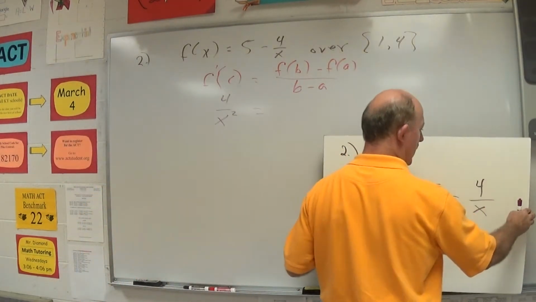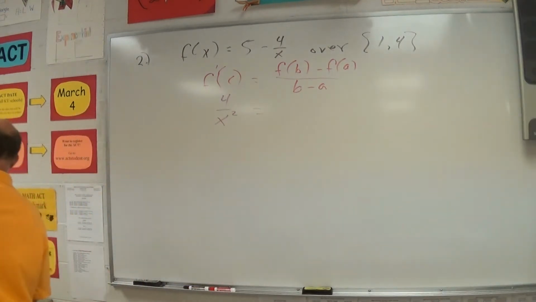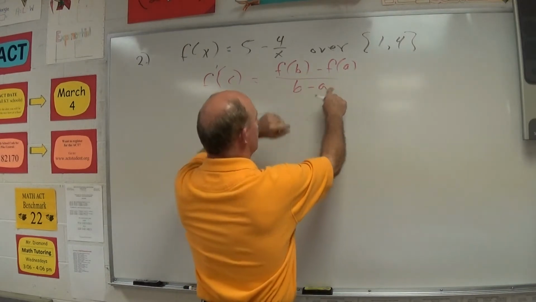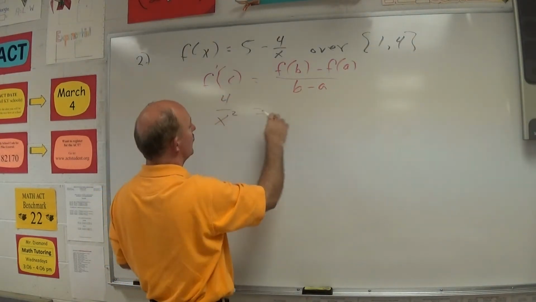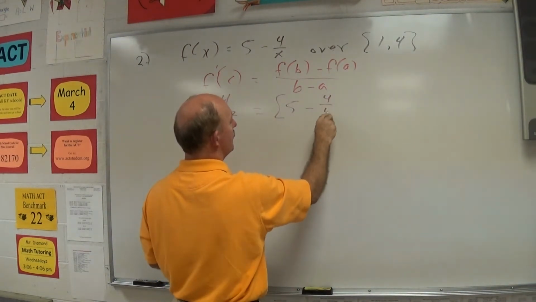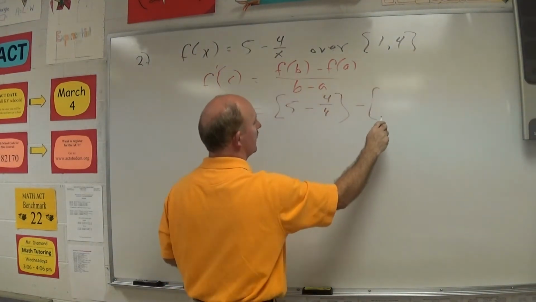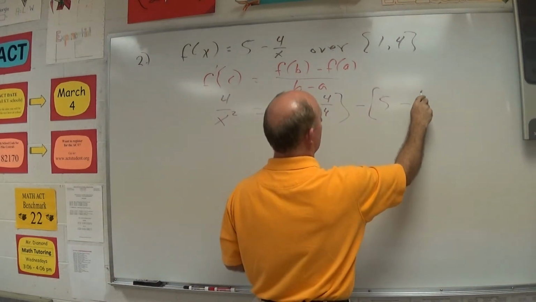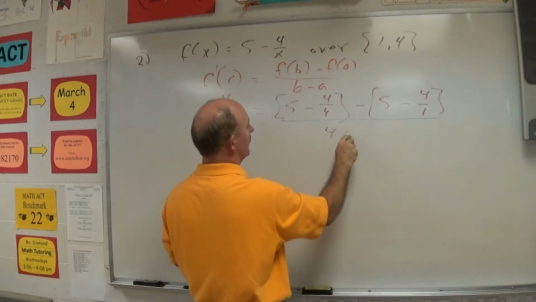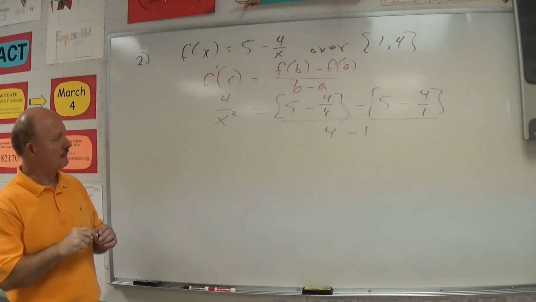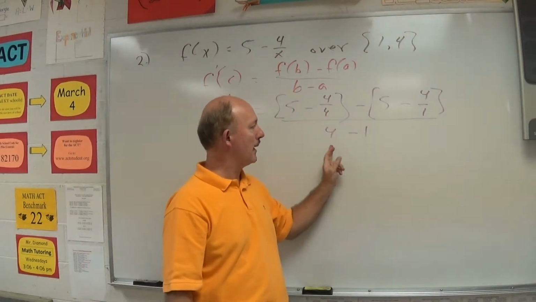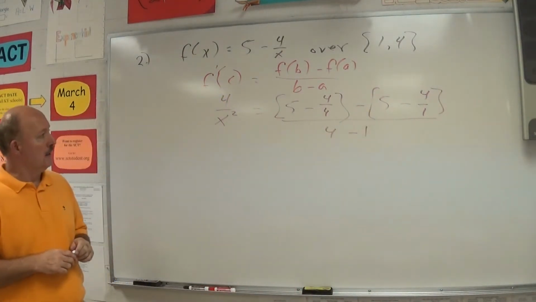I'm going to set my problem off here, kind of get it out of the way. So let's see what we get right here. We've got 5 minus 4 over x, so this will equal 5 minus 4 over 4 minus 5 minus 4 over 1, all this divided by 4 minus 1. Once again, the function at 4 minus the function at a divided by 4 minus 1. All right, now let's see what we get.